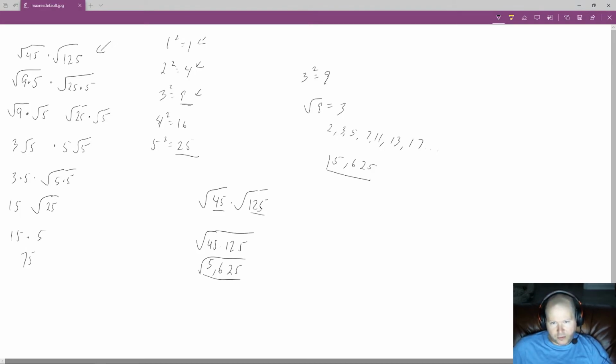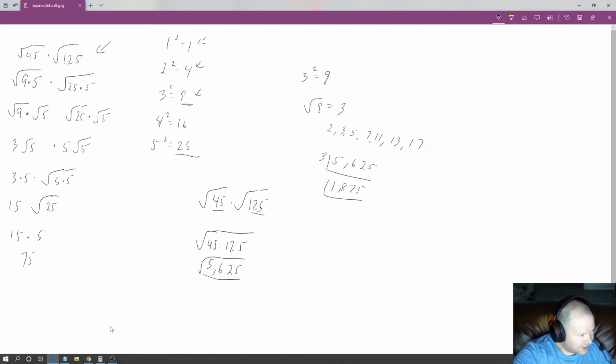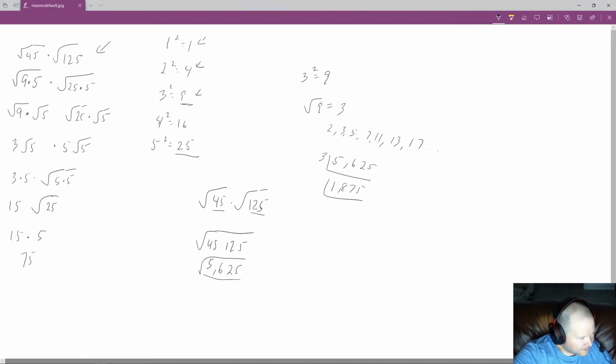Okay, so we have 1,875 because we divided this by 3. Now can we divide 1,875 by 3? I think we probably can. And we can. So we divide that by 3, and we get 625. Now, if I try to divide that by 3, though, I get a decimal. Boom, decimal. Okay, so that didn't work. So what can I divide 625 by? Well, I can divide 625 by 5, and that would give me 125.